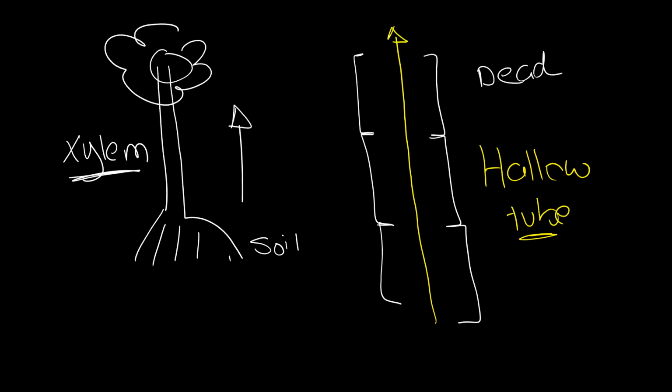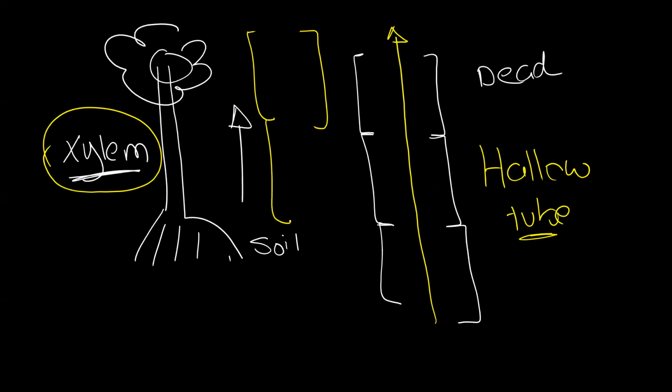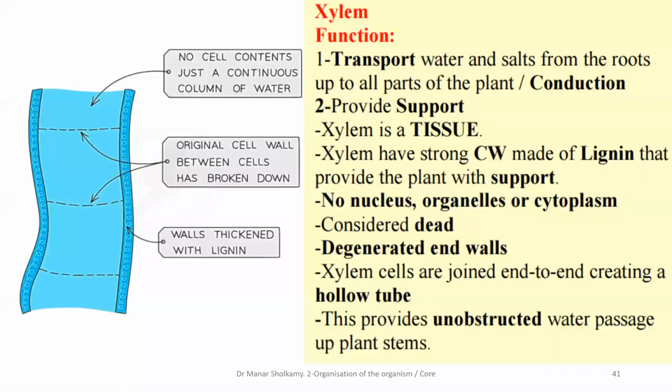This tissue is called the xylem, and it is very specialized. It is the only cell in the plant that looks like that. It is an empty rectangular cell with no nucleus, no organelles, nothing. And they are piled on top of each other to create a hollow tube so that the water can move up the xylem nicely and peacefully with no obstructions. So this is the xylem.